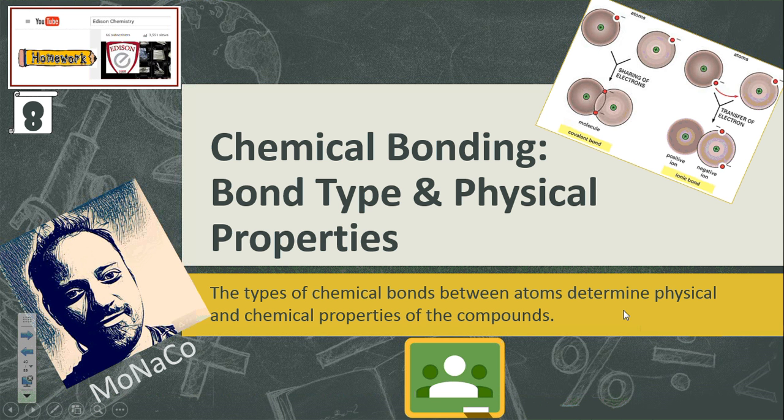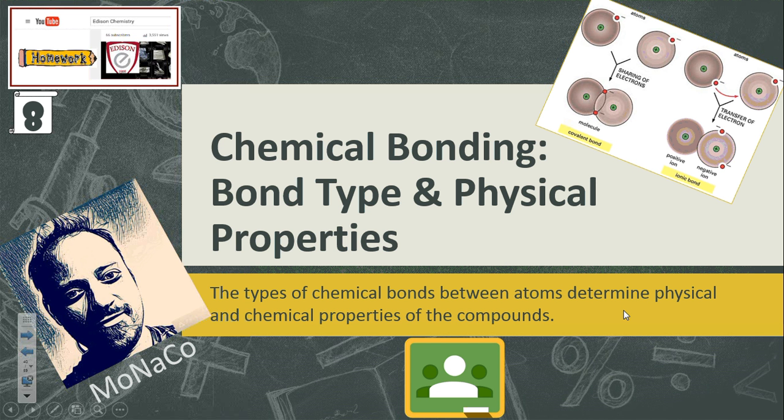Hello, it's time for Ocho, the 8th homework lecture on chemical bonding. We're going to hit up bond type and the physical properties. So you're going to do a lab on these physical properties of ionic versus covalent compounds, and here's the lecture that kind of goes with it.